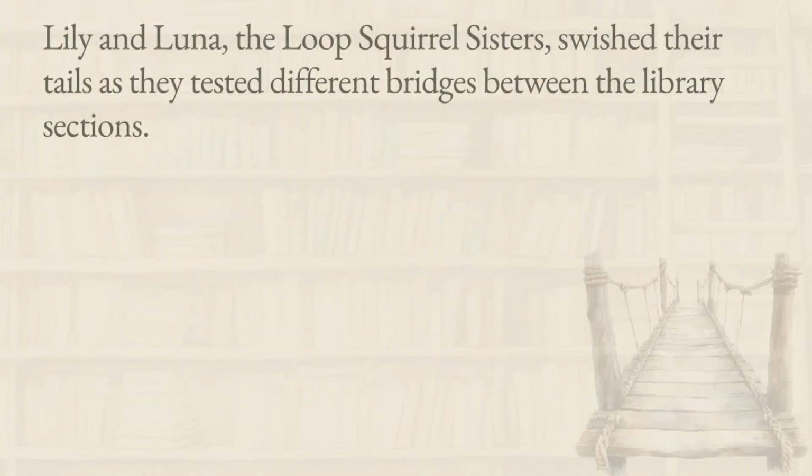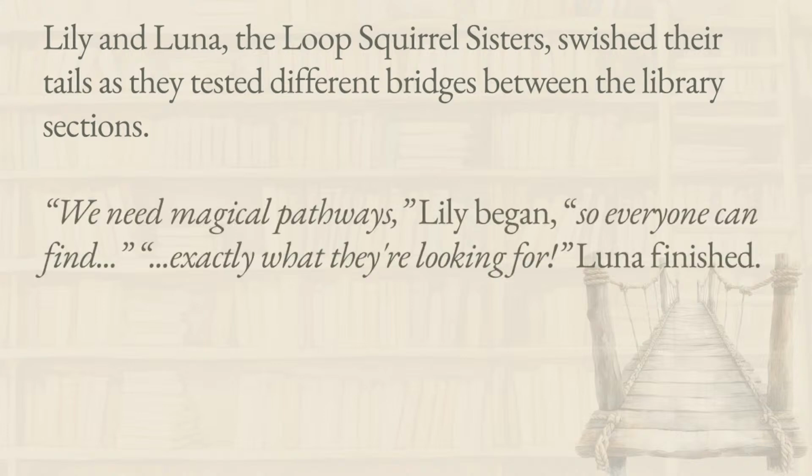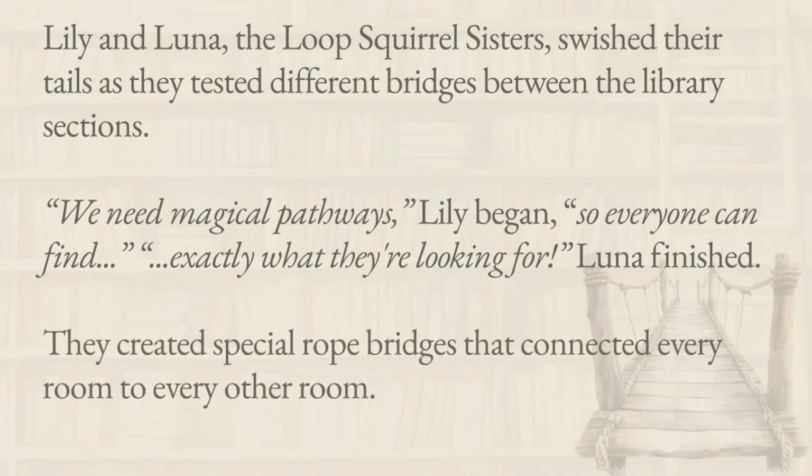Lily and Luna, the Loop Squirrel sisters, swished their tails as they tested different bridges between the library sections. "We need magical pathways," Lily began, "so everyone can find exactly what they're looking for," Luna finished. They created special rope bridges that connected every room to every other room.